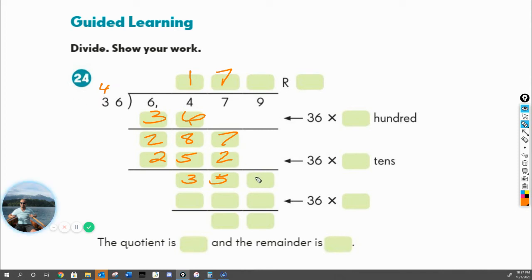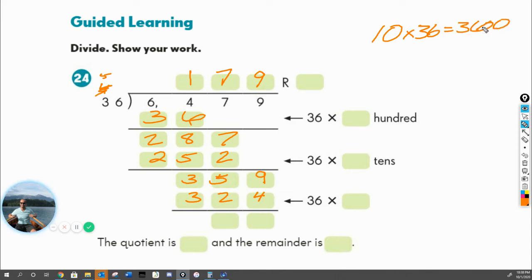35 is smaller than 36, of course, just that I'm going to bring down the 9. 36 times 10 is 360, so I know it must go in here 9 times. 9 times 6 is 54. Carry the 5. 9 times 3 is 27 plus 5 is 32. 324.